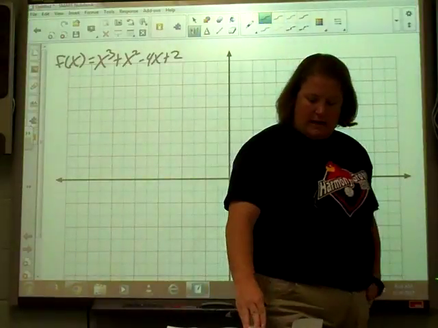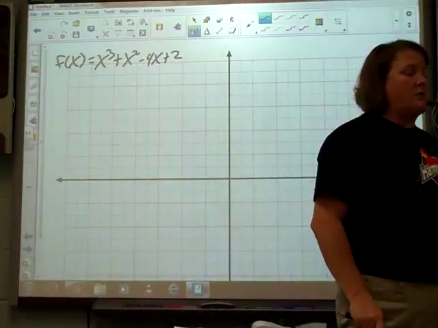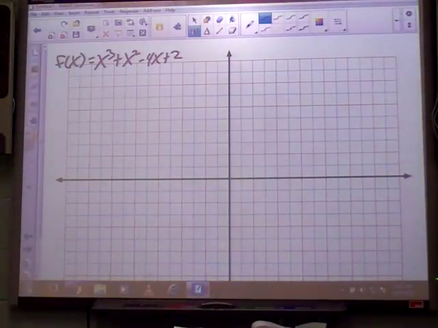Okay, direction, state of graph. Alright, I want to get an idea in my head of what this thing's going to look like before I start. What's my degree? 3. 3, which is odd, which means the ends are going to go in opposite directions.